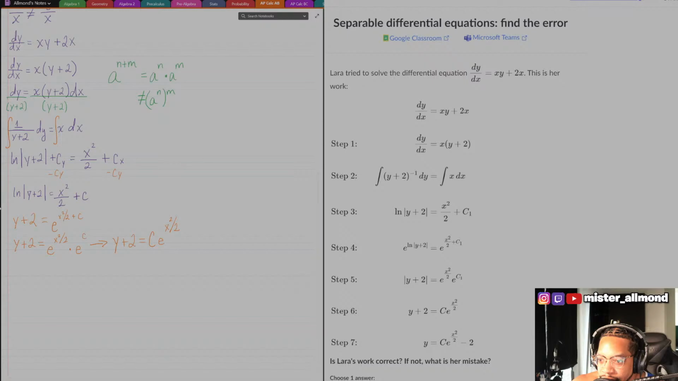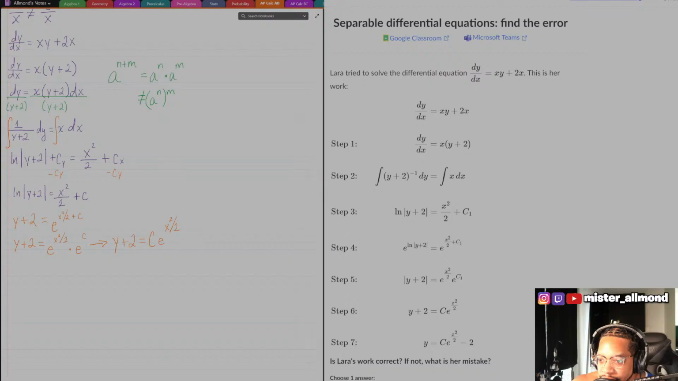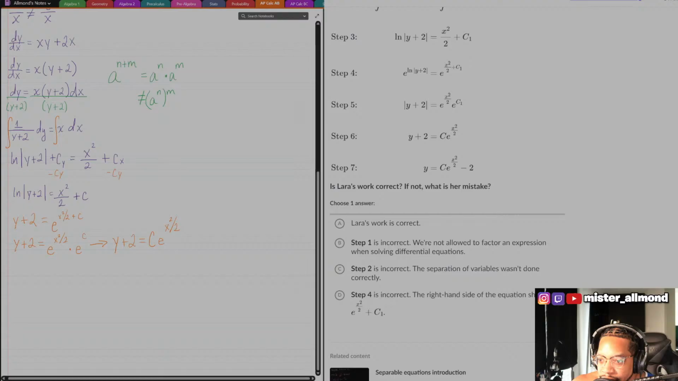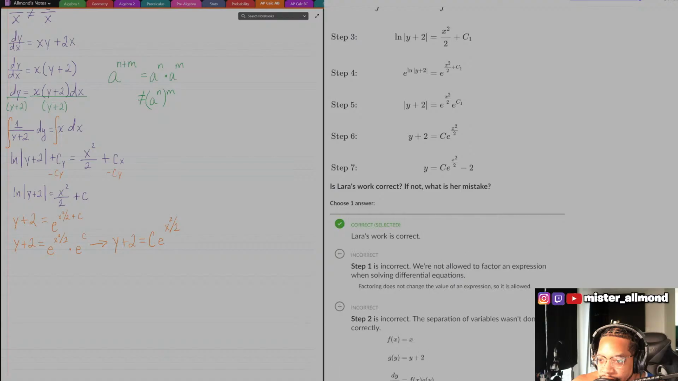And then, of course, all I got to do is subtract 2 from both sides to get y by itself. And that, ladies and gentlemen, is exactly what her step 7 looks like. So if you ask me, I say she didn't make a mistake. I think we're good. So I'm going to say her work is correct. Let's go. Okay, that was correct.